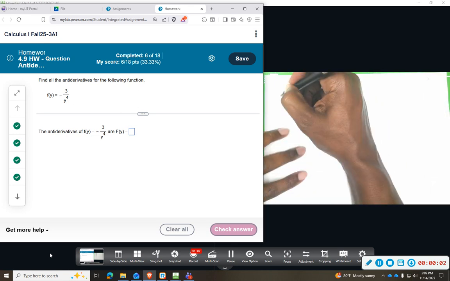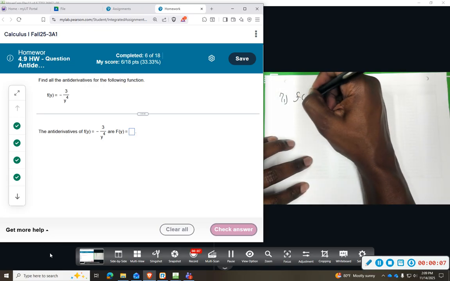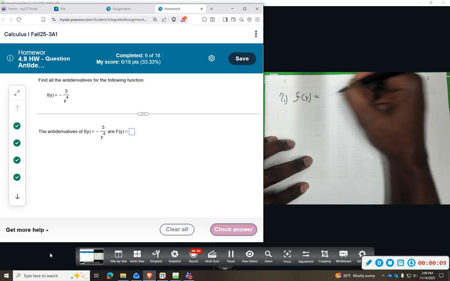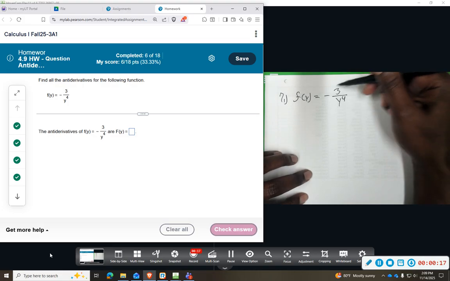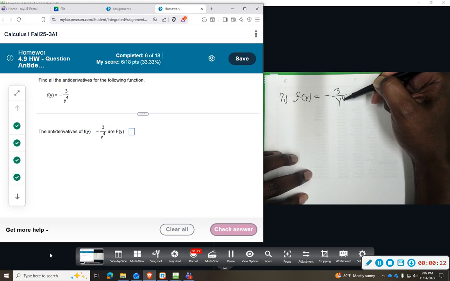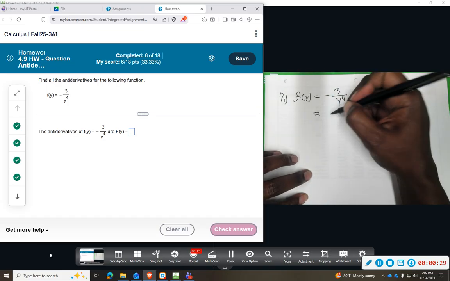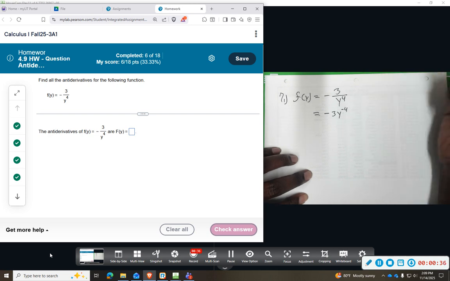All right, number 7, we want to find the antiderivative of f of y, which is equal to negative 3 divided by y to the 4th. So instead of trying to do antiderivative with quotient rule, I like to rewrite any exponent in the divisor as a negative exponent. So I will rewrite this first as negative 3 times y to the negative 4th power, and then we'll use the power rule.